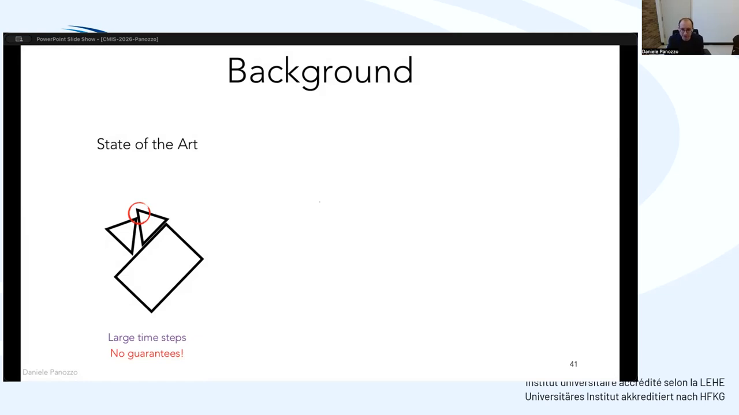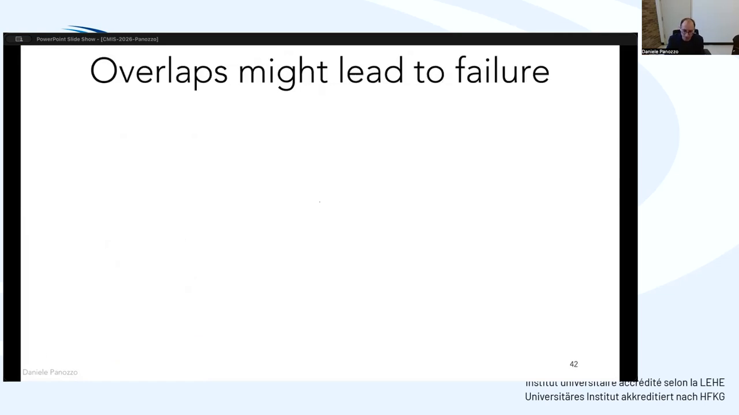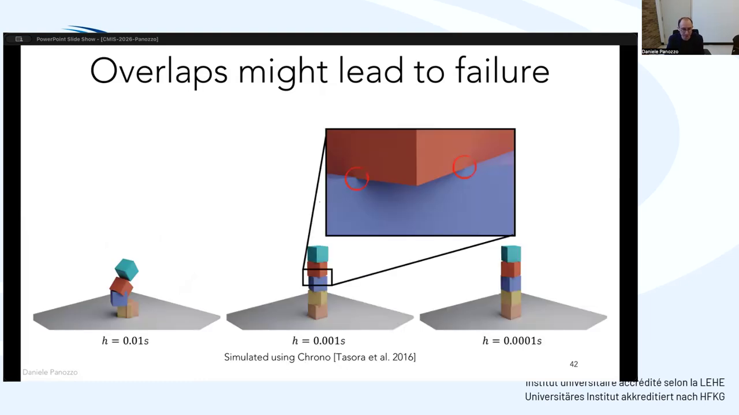So this is an example of an existing solver. This is Chrono. Here, depending on the parameter that you pick for the time step, you can go from stable to falling down to intersection in the middle, which is a very unintuitive behavior.